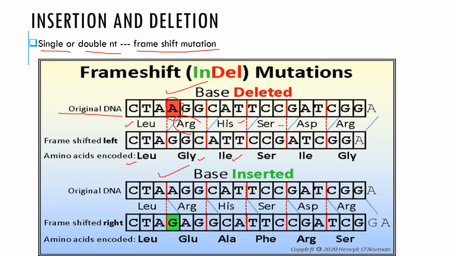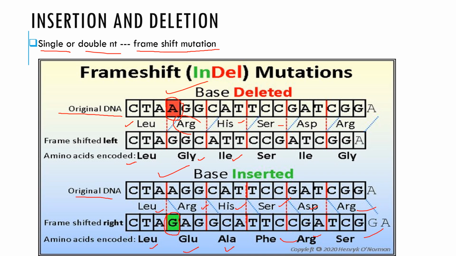Next is base insertion. As you can see in base insertion, in the original strand, after leucine, one amino acid has been added. Because of the addition of one amino acid, you can see again the open reading frame has been shifted. Here the leucine was present, and before the insertion arginine was present, now glutamic acid is present, and histidine was present, now alanine is present, and you can see the whole open reading frame after that has been changed.